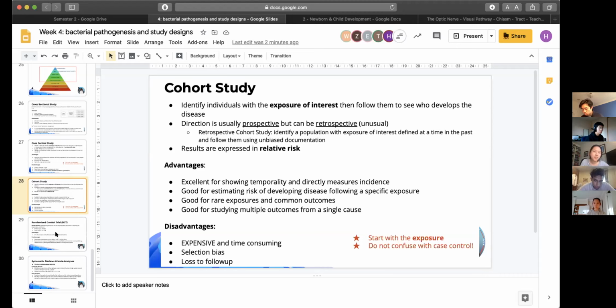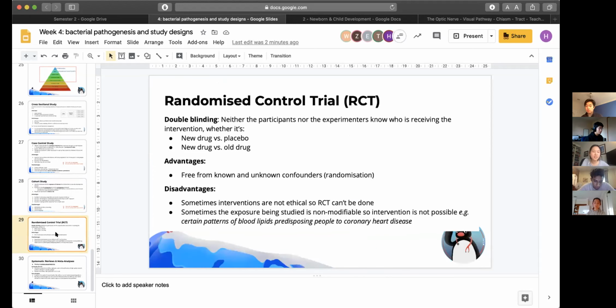And then we move into the gold standard of study design, the randomized control trial, RCT, which is kind of what you want to do for everything. Advantages: you're free from known and unknown confounders because everything is in the name, randomized. And you can even do double blinding or triple blinding. So neither the participants nor the experimenters will know who is receiving the particular intervention, whether that's a new drug versus placebo or a new drug versus an old drug.